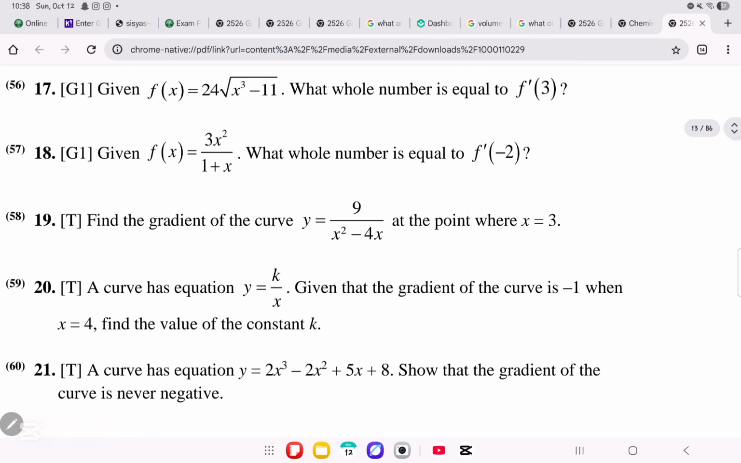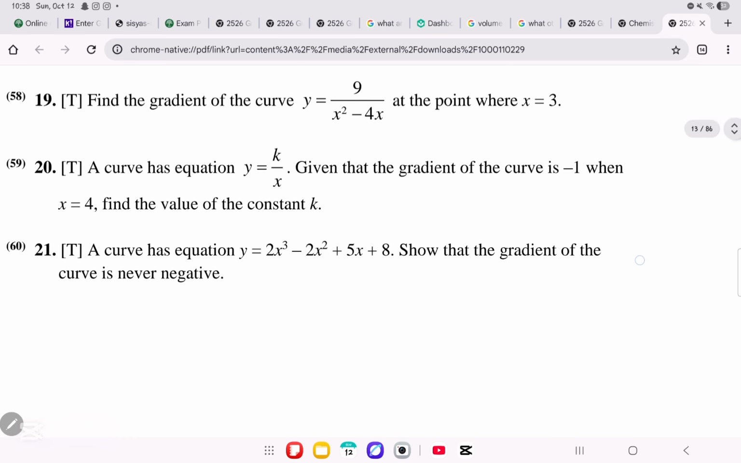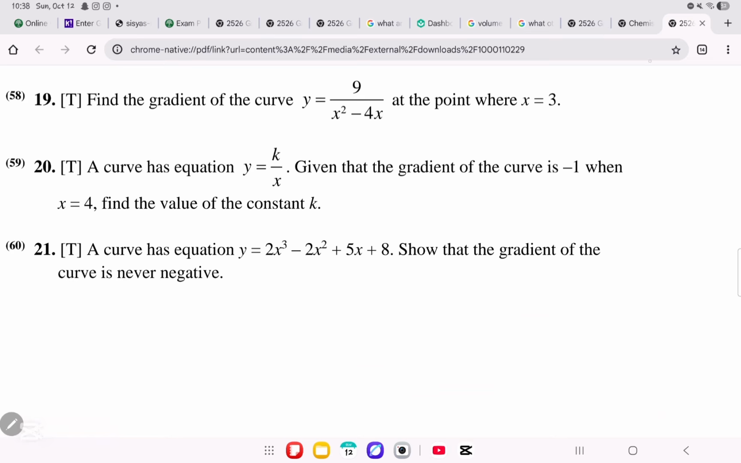Honestly, I'm not going to solve 18 because it's the same exact concept. You guys just need to know how to solve it. We move on to question number 19. Find the gradient of the curve y equals this at the point where x is 3. So how do you find the gradient? You need to take the derivative first of all. So I prefer to move this up.